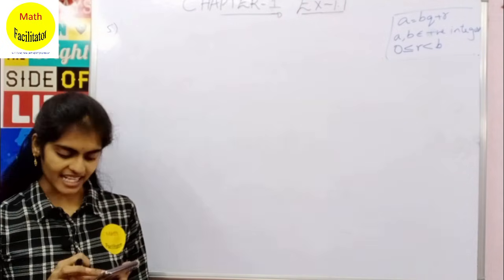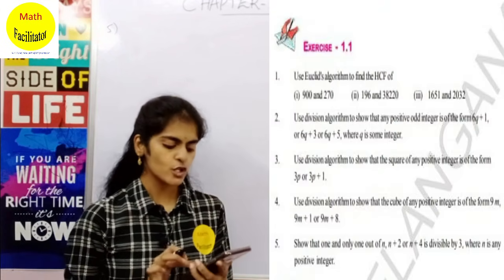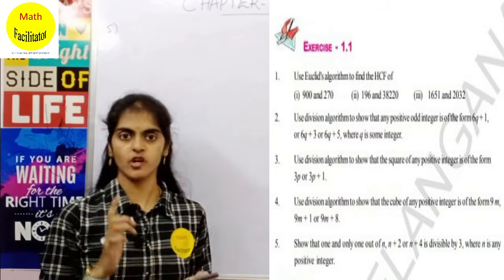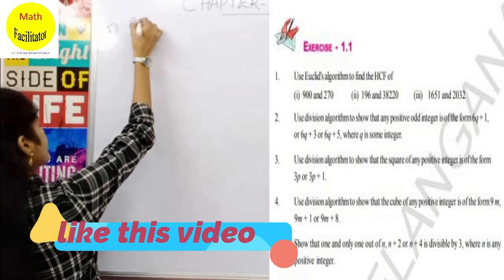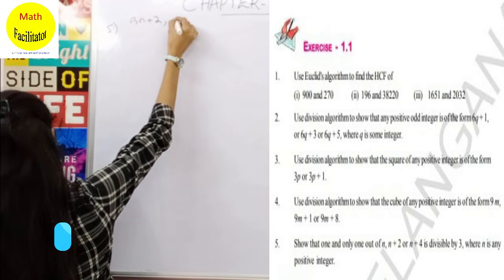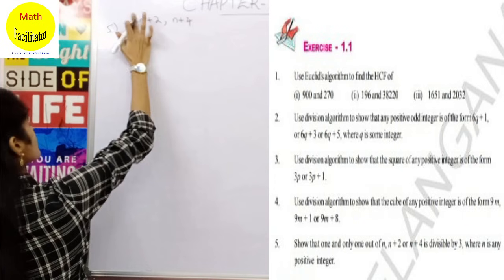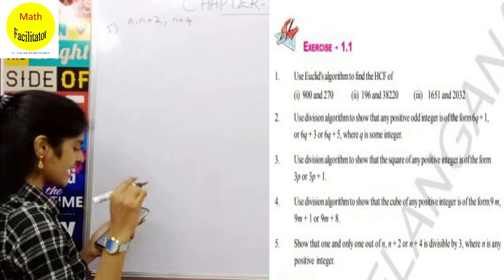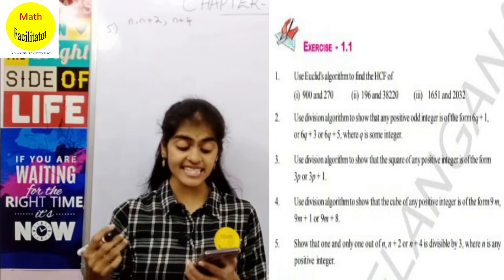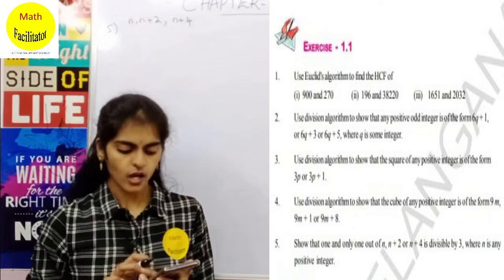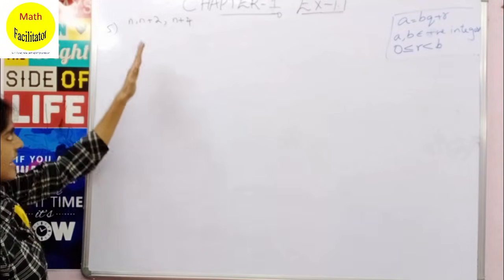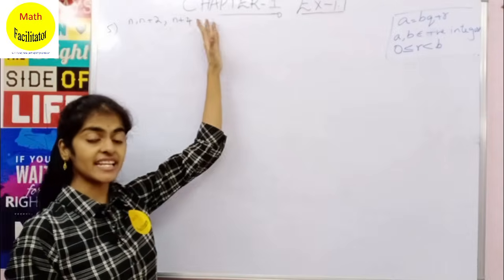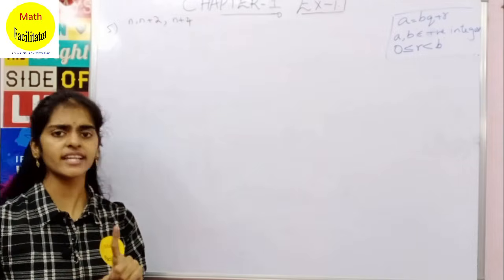Now moving on to the last question of this exercise. Show that one and only one out of n, n plus 2, n plus 4 is divisible by 3, where n is any positive integer. So out of n, n plus 2, n plus 4, exactly one should be divisible by 3 at a time. Okay, so I'll explain.